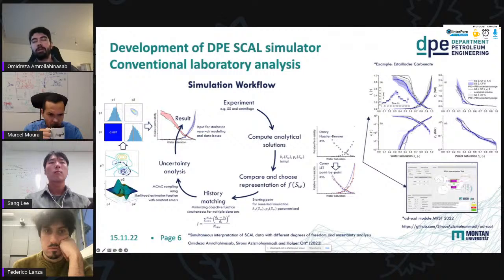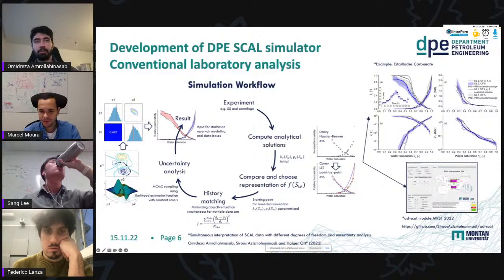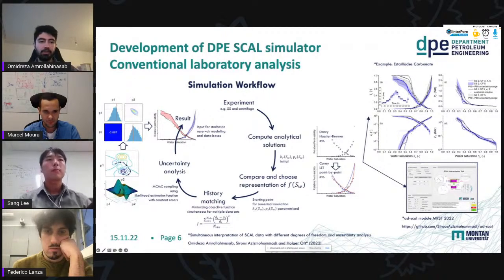You might also be limited by the parameterizations that you have, like the famous ones, Corey and LET. So here we came up with a point-by-point approach to represent your relative permeability, to not be limited to the parameterizations. And in the end, we characterize the uncertainty range using Monte Carlo methods. And the result is what you can see on the left side. This is what we discussed, where you can have uncertainty ranges both for capillary pressure and relative permeability, and see how they lie on top of each other for different sample-to-sample variations, and so on.